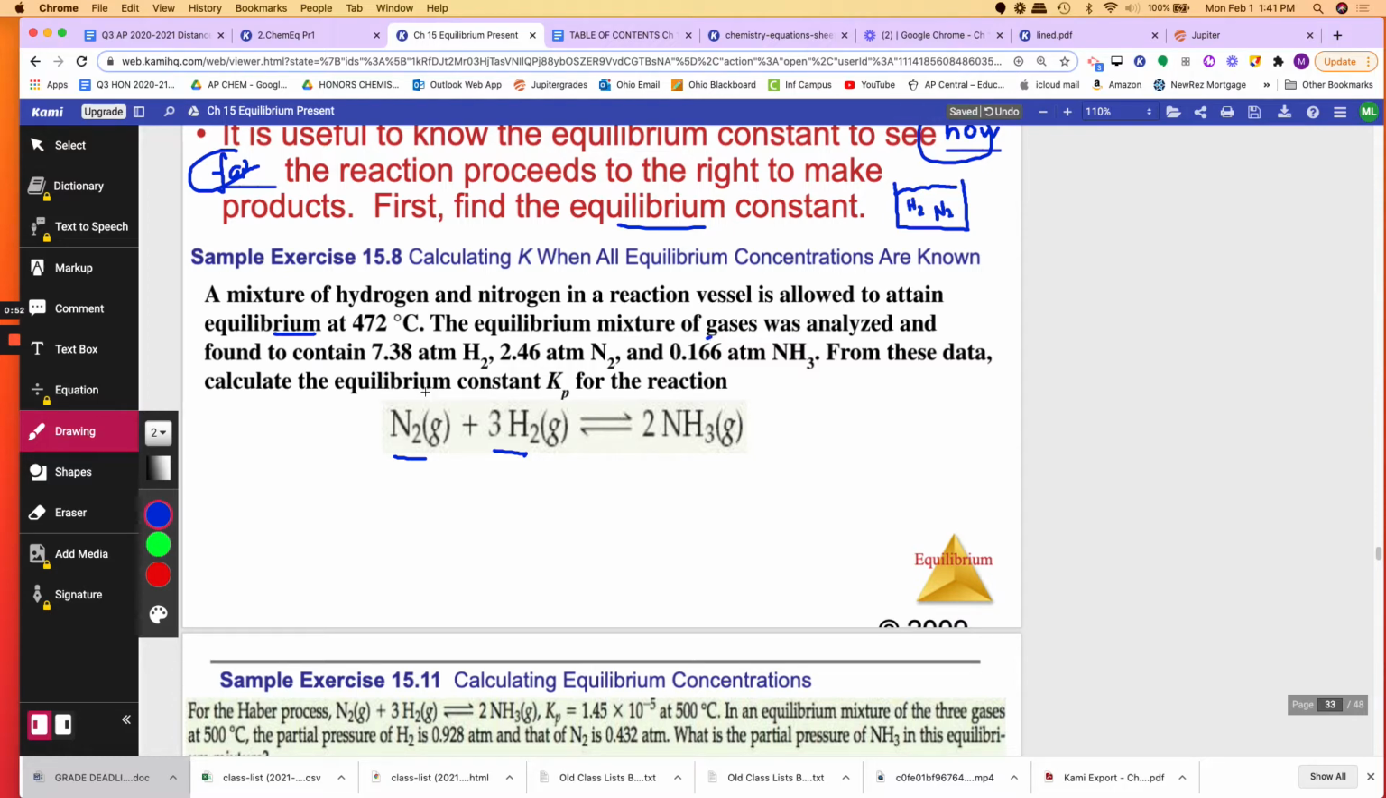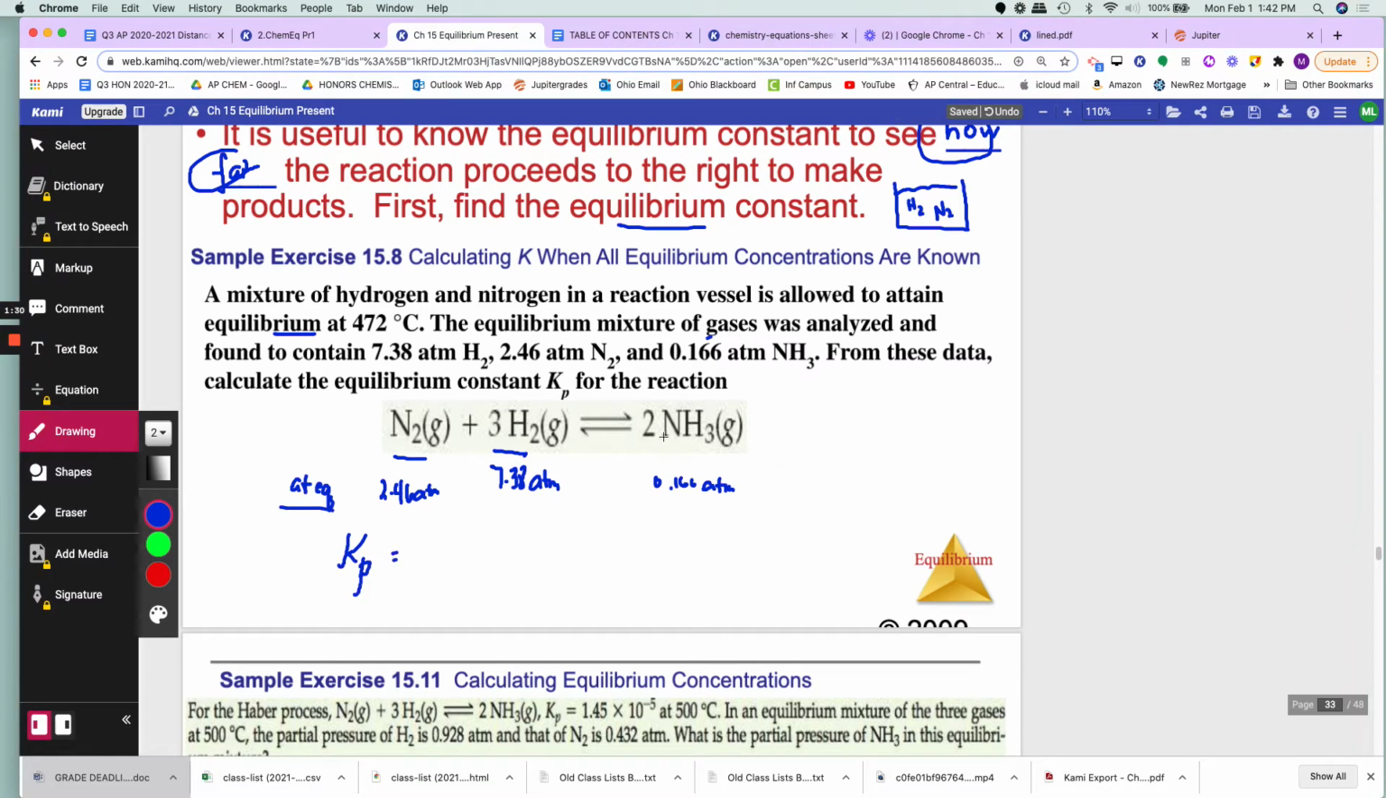The equilibrium mixture was analyzed and found that it contains 7.38 atm of H2, so at equilibrium, you have 7.38 atm of pressure of hydrogen gas, so I put it underneath hydrogen gas, 2.46 atm of nitrogen gas, and 0.166 atm of NH3. Find Kp. So if you're at equilibrium, it is easy to find Kp using the equilibrium expression.